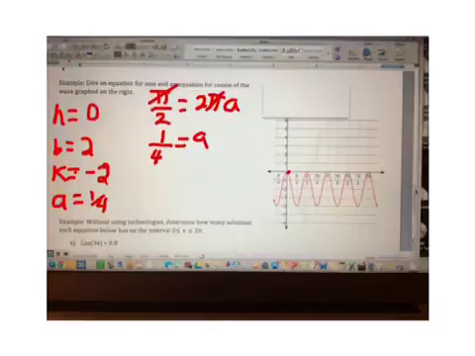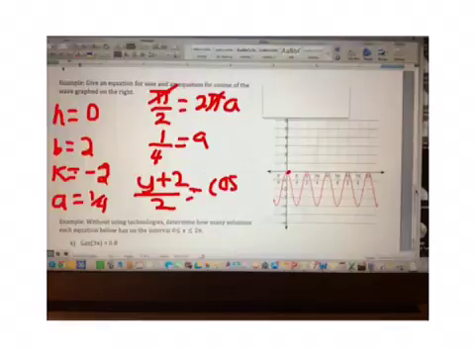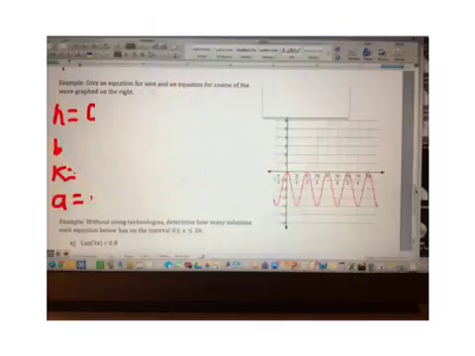So when I go to write the equation, I can just go y plus 2 over 2 equals cosine, and then I have theta over 1/4. That was a little ugly. Okay, so hopefully that helps you out. Pause that if you need to copy it down, because we're moving on to the last example here.